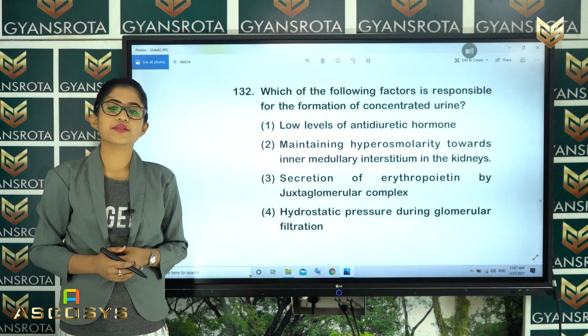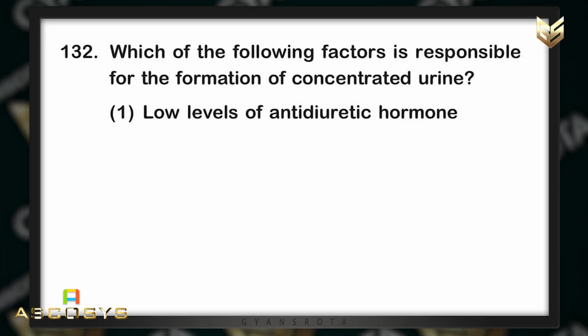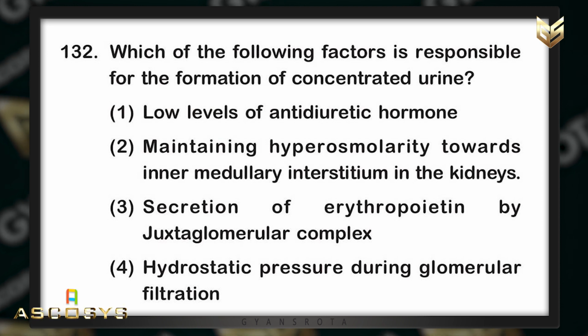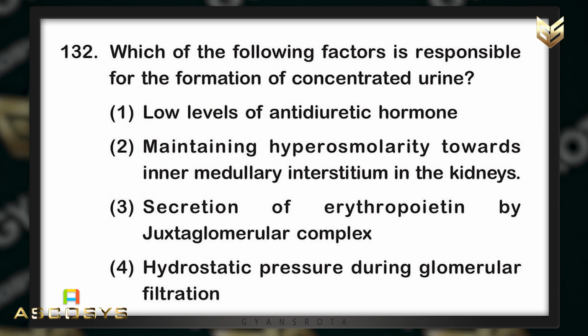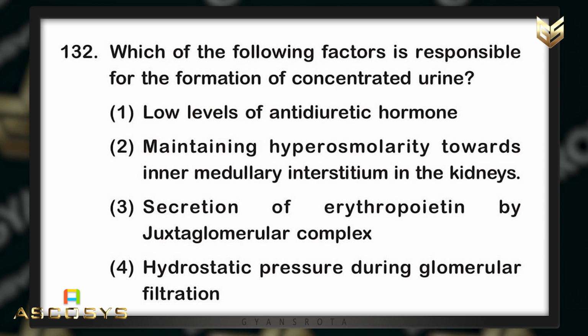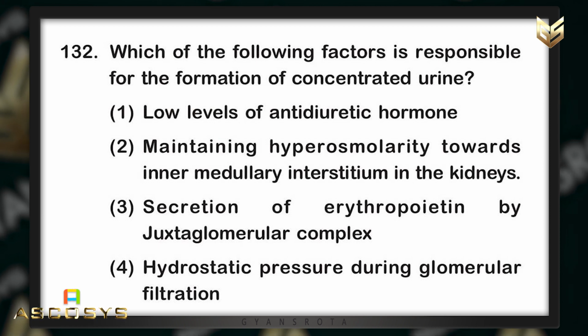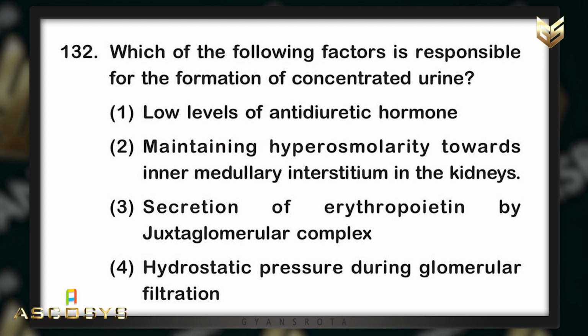In this question it has been said, which of the following factors is responsible for the formation of concentrated urine? Option number 1 is low level of antidiuretic hormone. Option number 2 is maintaining hyperosmolarity towards the inner medullary interstitium in the kidneys. Option number 3 is secretion of erythropoietin by juxtaglomerular complex. Option number 4 is hydrostatic pressure during glomerular filtration.